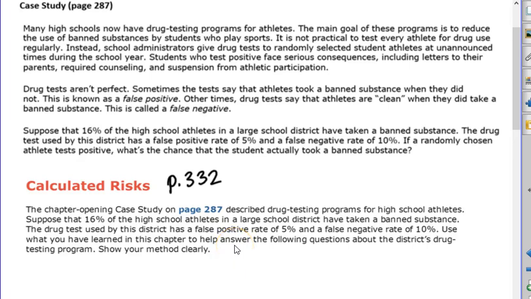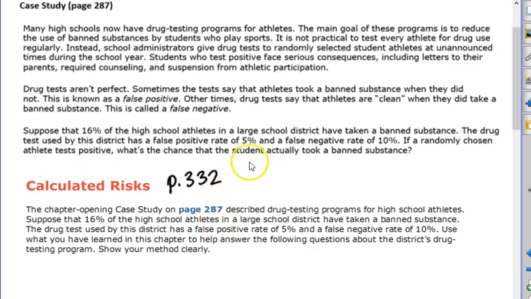At the very beginning of Chapter 5, they introduce a case study on page 287, and it says, many high schools now have drug testing programs for athletes. The main goal of these programs is to reduce the use of banned substances by students who play sports. It's not practical to test every athlete for drug use regularly. Instead, school administrators give drug tests to randomly selected student athletes at unannounced times during the school year. Students who test positive face serious consequences, including letters to their parents, required counseling, and suspension from athletic participation.